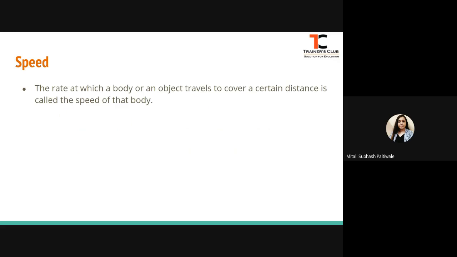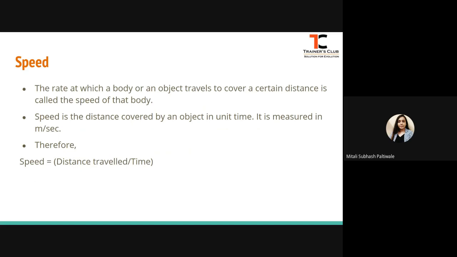So what is speed? Speed is the rate at which a body or an object travels to cover a certain distance. That's nothing but the speed of that body. Speed is also called the distance covered by an object in unit time, which is generally measured in meter per second, or you can even measure it in kilometer per hour. In case the question is about kilometer per hour and the options available are in meter per second, then you have to convert the entire value into the desired units. In the required units, you always have to convert it. Therefore, speed is equal to distance traveled by time.